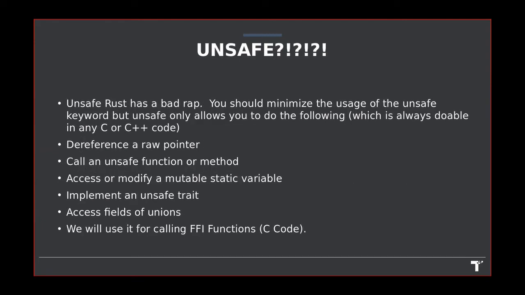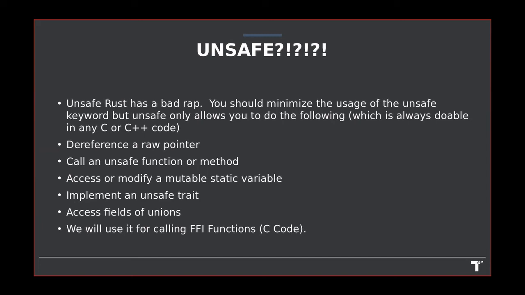Unsafe in Rust has a bad rap. You should definitely minimize the usage of the unsafe keyword, but unsafe only allows you to do the following, which are literally always doable in any C or C++ code, and there's billions of lines of that running in production, right? So if you have a little section where you have to use unsafe, it's not the end of the world. It doesn't mean your program's going to blow up. All it allows you to do is dereference a raw pointer, and call an unsafe function or method, which would be FFI code, right?